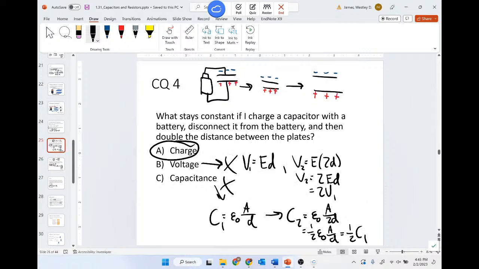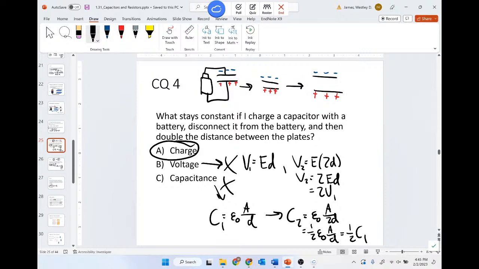We said if you disconnect it from the battery and you change the geometric properties of it, well, it doesn't matter. What stays constant is the charge. If we change the geometric properties, we're changing capacitance. We're also not changing voltage. Because remember, this is a bucket that stored a bunch of charge. If I disconnect it from the thing that filled it up, it's still got the same amount of water in it, the same amount of charge in it. It doesn't matter if I separate it or whatever.